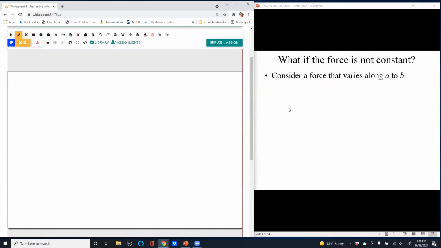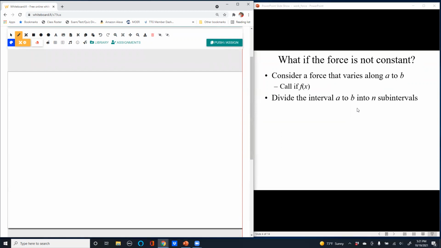All right, so here's what's happening. We've got a force that varies from A to B. In that last problem, the force of that object varied because its mass was decreasing. Again, think of a leaky bucket being raised. So we'll call that varying force f of x.